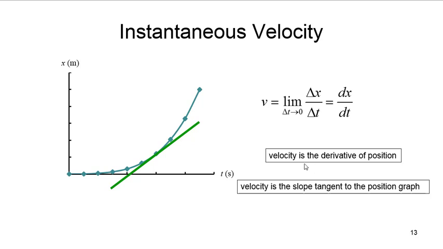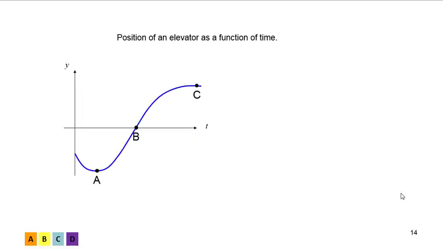In this class, we're just applying these concepts and these relationships. So mathematically, we can say velocity is the derivative of position. In terms of a graph, the velocity is the slope tangent to the position graph. So here is position of an elevator as a function of time. y now is my position. I'm looking in the y direction. And what I want you to do is try to think about, where is the elevator not moving? Where is it moving the fastest?